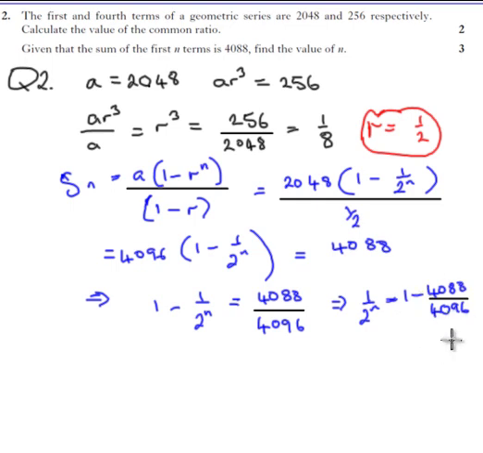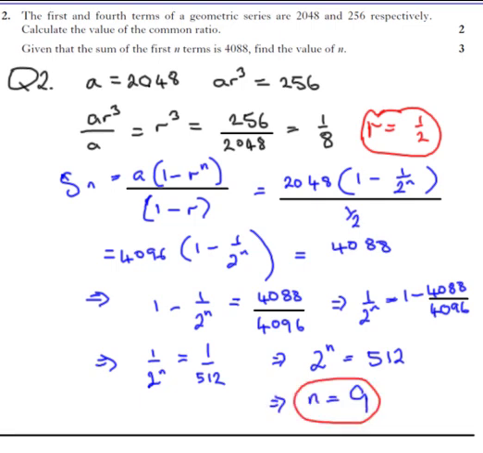We can do this calculation on our calculator, and that gives us that 1 over 2 to the n is the fraction 1 over 512. So both things in the bottom are the same, so 2 to the power of n is 512, and we can quickly do that on a calculator, realising that n would have to be 9.